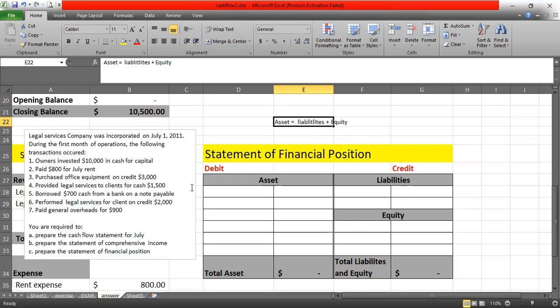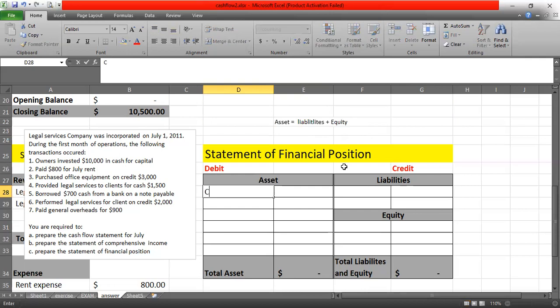Number one, owners invested $10,000 in cash for capital. So this transaction affects assets in terms of cash. There will be an increase in cash of $10,000.